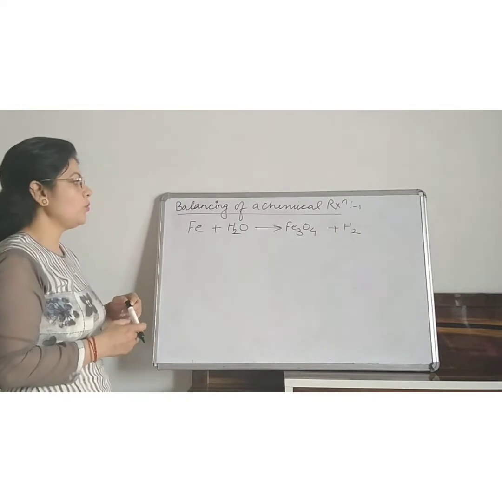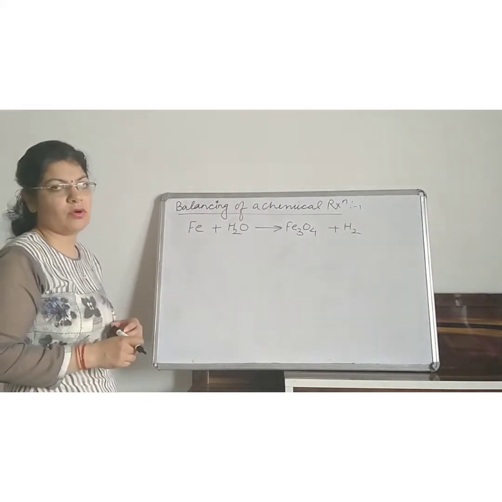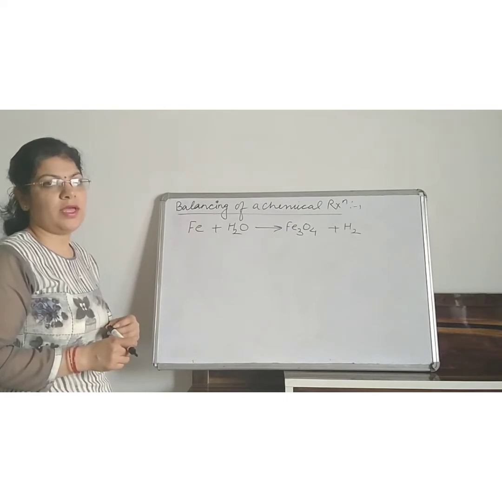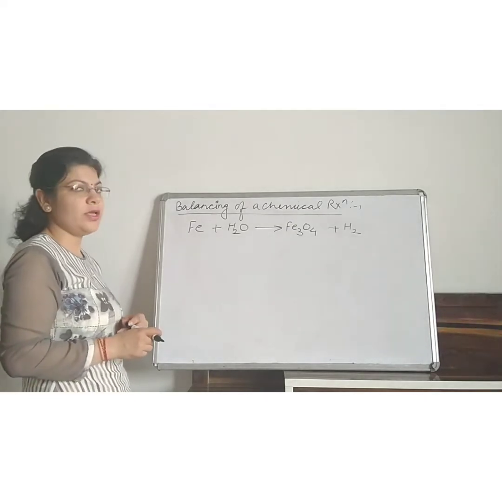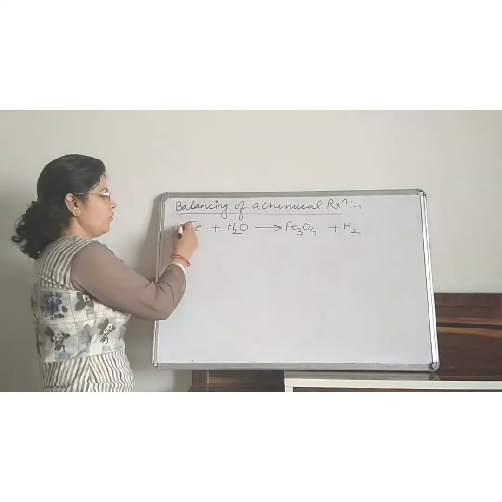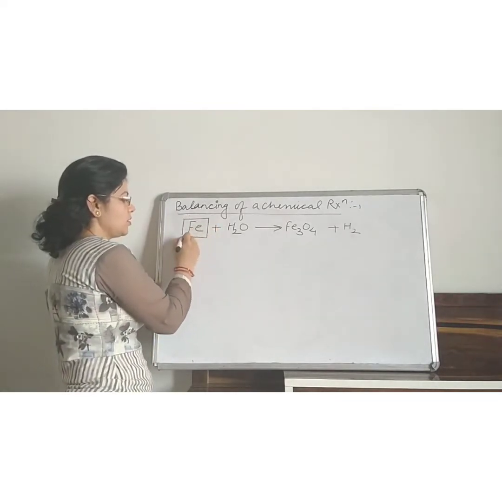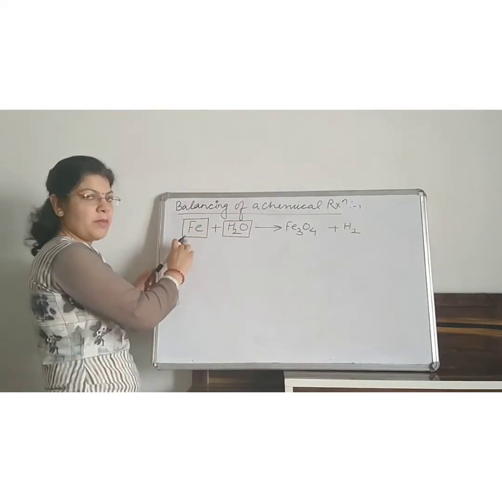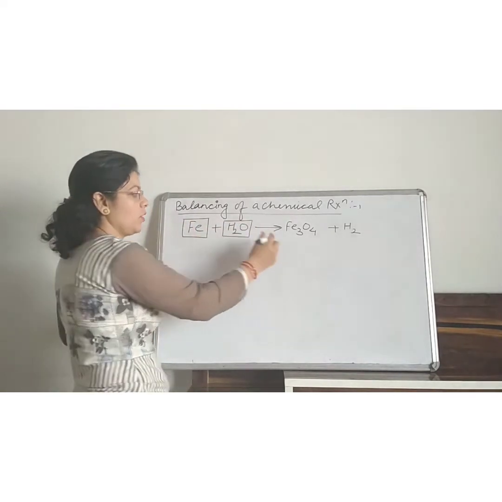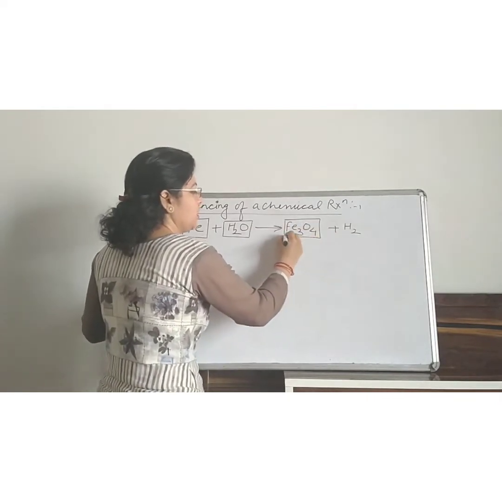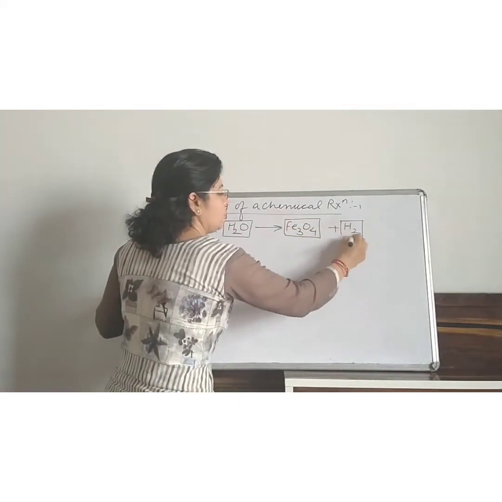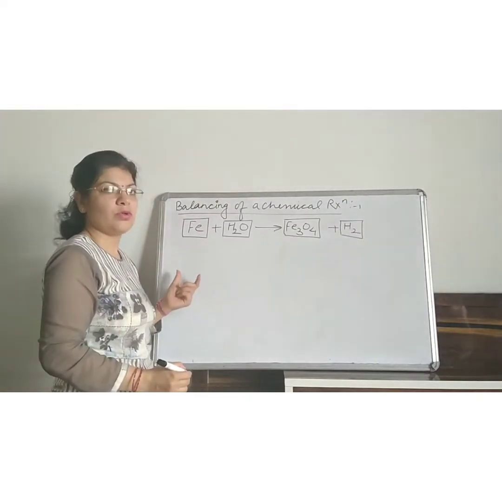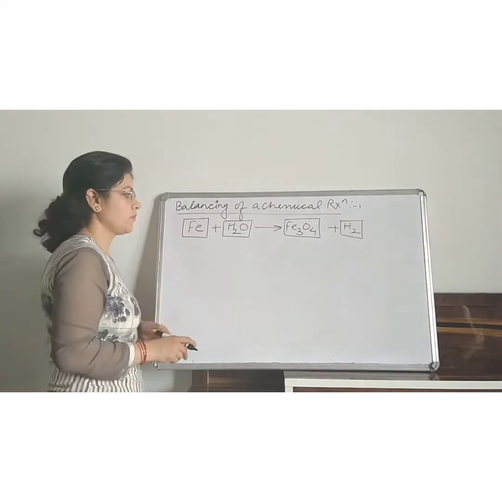Now, how do we balance a chemical reaction or chemical equation? For this, there are some rules. Let us discuss them one by one. The first rule is, first of all, we put boxes around the chemical formulas. It means we don't change these chemical symbols or chemical formulas.